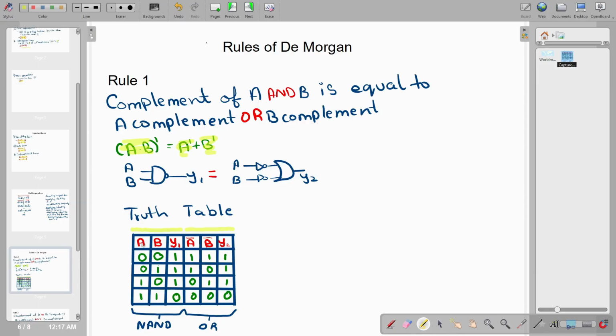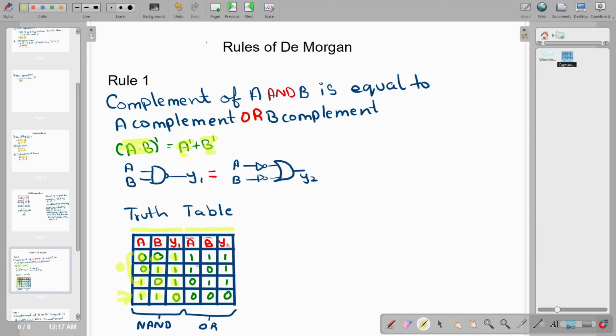So here we can see for input AB, which is 0 0, the output remains 1. For input 0 1, the output is 1. For input 1 0, the output is 1. And for input 1 1, the output will be 0. And for the OR gate, in simple words, we can remember this truth table by just taking the inverse of the AND gate. In the AND gate, only the input 1 1 gives output 1, and inputs with any 0 give 0.